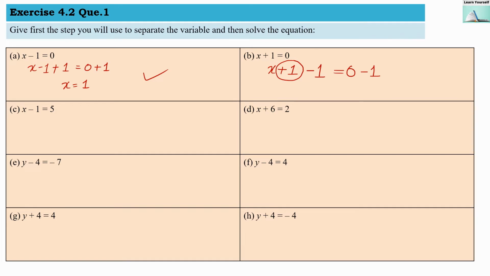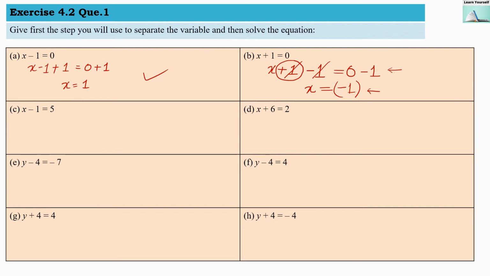Why? Because I want to separate the variable. Now these both are of opposite sign, so I am cancelling out, and when I am solving this equation, I will get here x equals to minus 1. So that is going to be my answer. I have solved the equation and first I have separated the variable. Whatever sign will be there towards RHS with the number, we have to add the same number with opposite sign. Then only we can separate the variable.